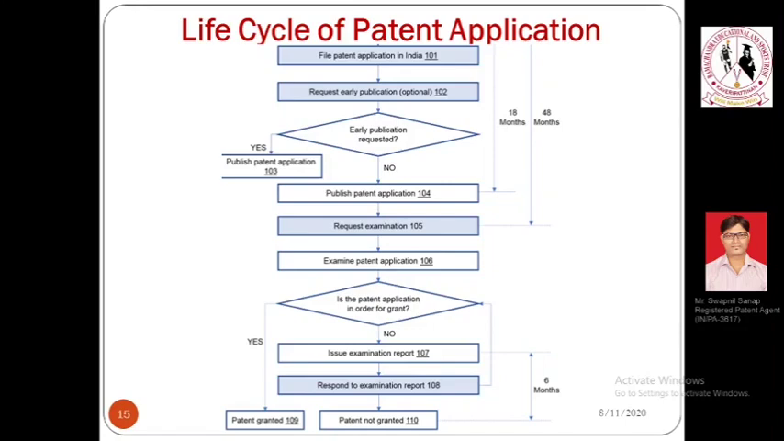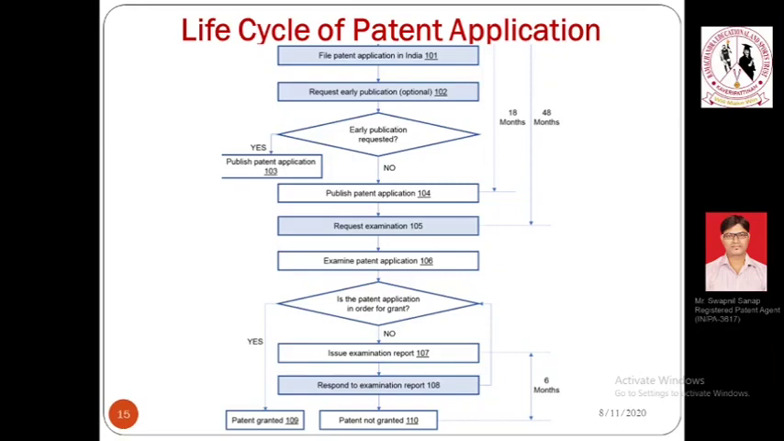So the most important step in the life cycle of a patent application is that you should file a patent application. If you do not file a patent application, how will the patent authority come to know that you have filed one? On what basis will they grant your patent? So the most important part is you need to file a patent application. That's the first step, mentioned as 101.